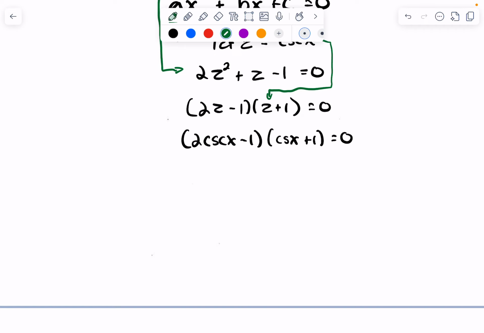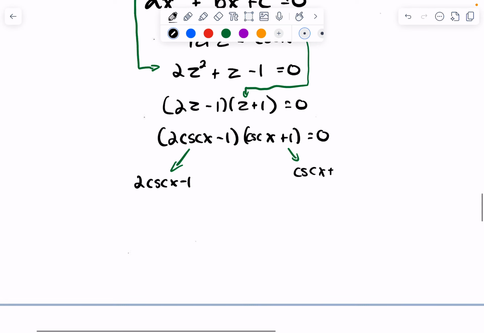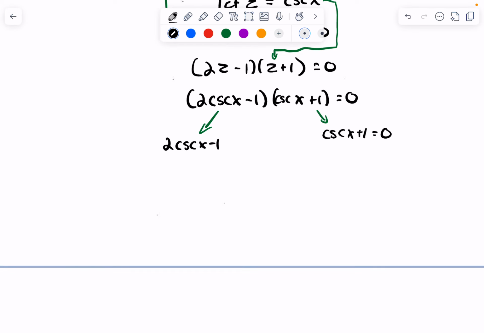And now it's like everything we've done. We take this factor and evaluate it when it's 0. So 2 cosecant x minus 1 equals 0. Oh, I wrote cos. That should be cosecant. And then you take the other factor, cosecant x plus 1, equals 0. All right, let's do the left-hand side first. Bring the negative 1 over and the 2. So cosecant x is 1/2.